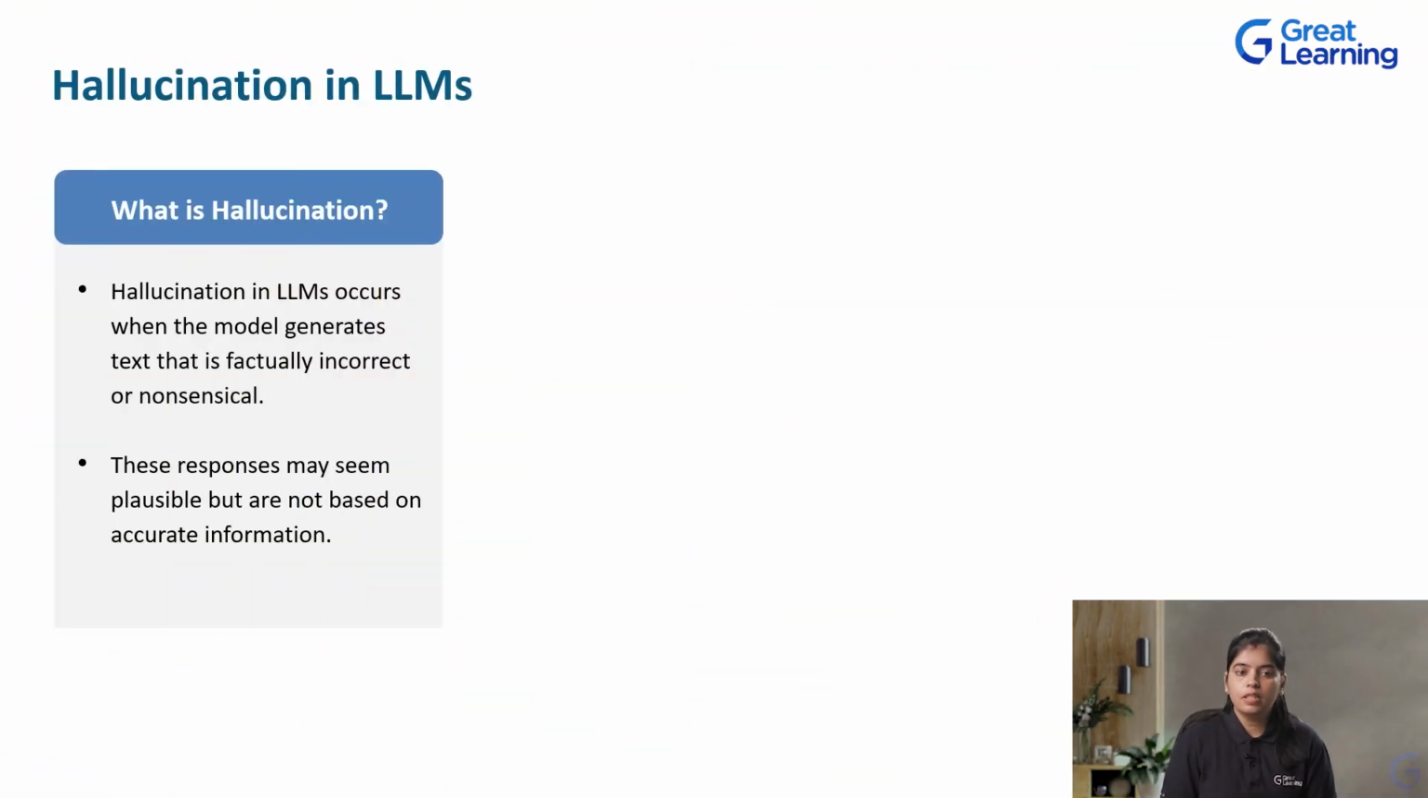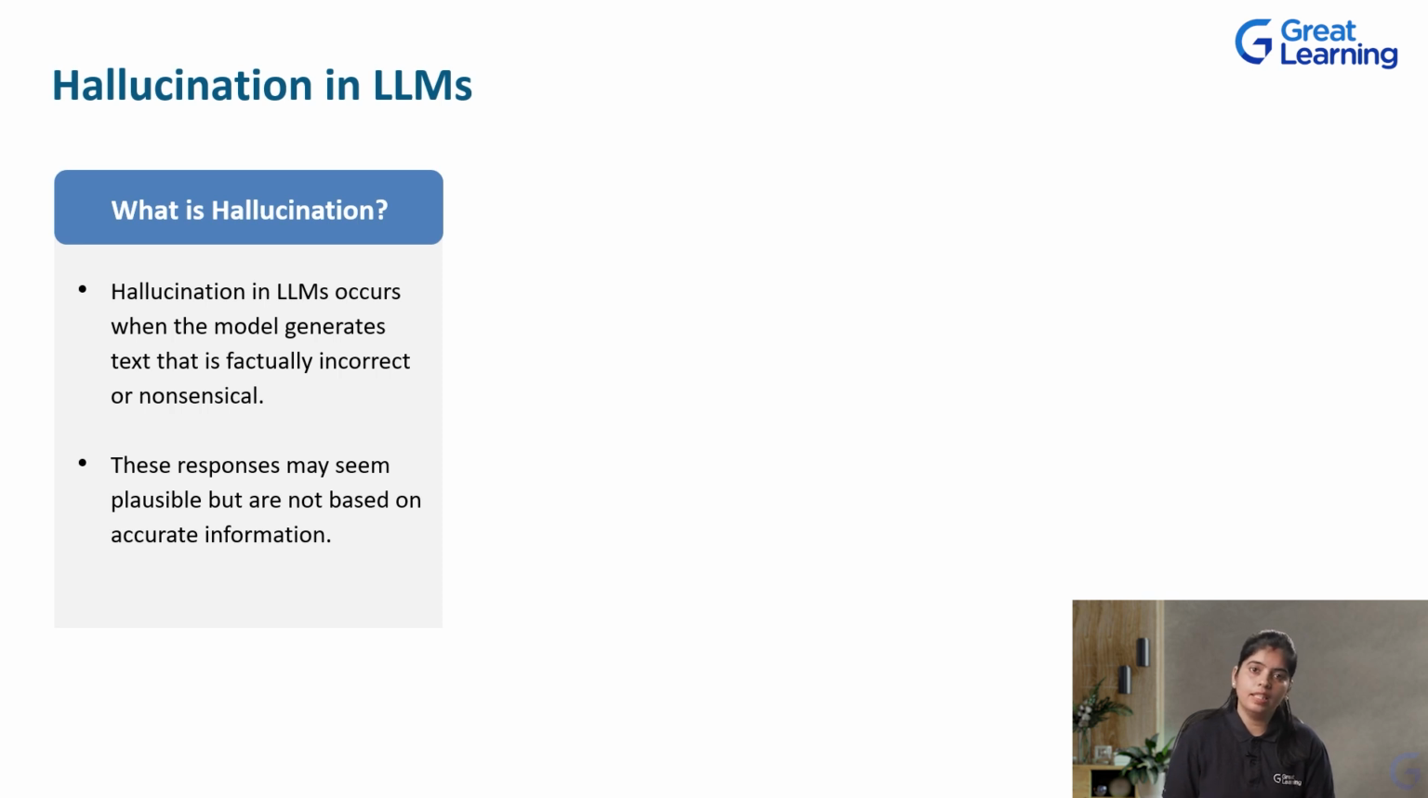How RAG will be helpful and how does it help this hallucination in LLM. But before that, we'll understand hallucination in LLMs first. What is hallucination? Hallucination in LLM occurs when the model generates text which is factually incorrect. This response may seem plausible but is not based on accurate information.